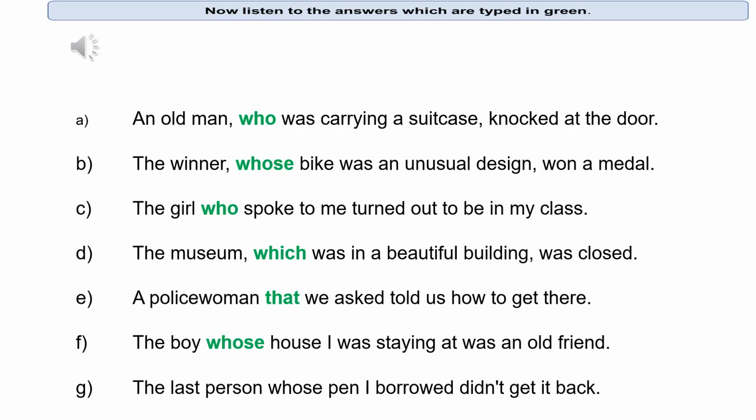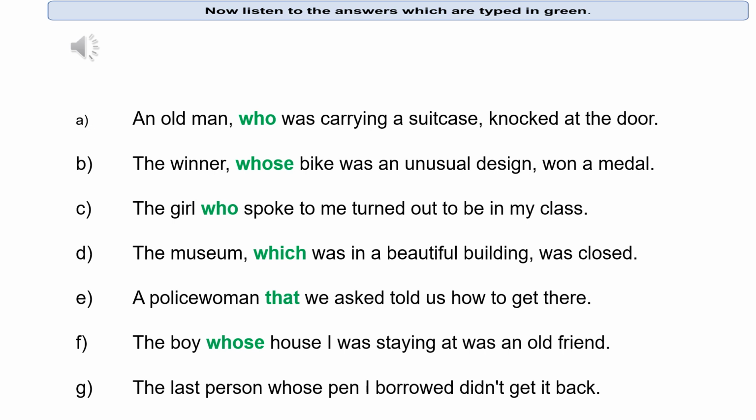An old man, who was carrying a suitcase, knocked at the door. B. The winner, whose bike was an unusual design, won a medal. C. The girl who spoke to me turned out to be in my class. D. The museum, which was in a beautiful building, was closed. E. A policewoman that we asked told us to get there.